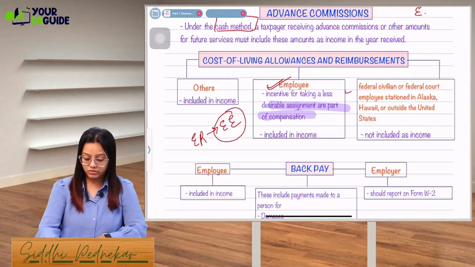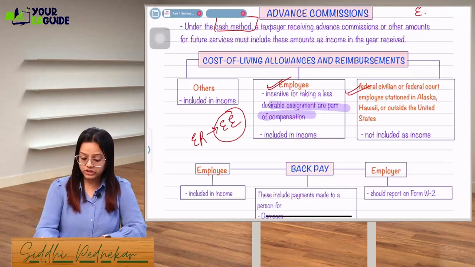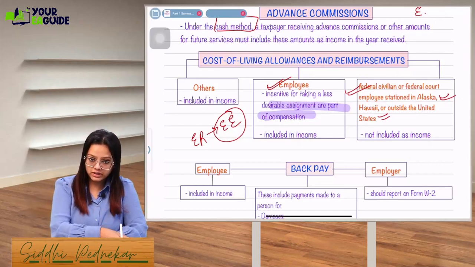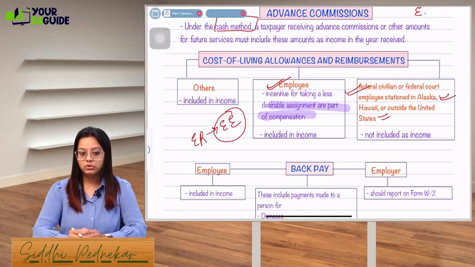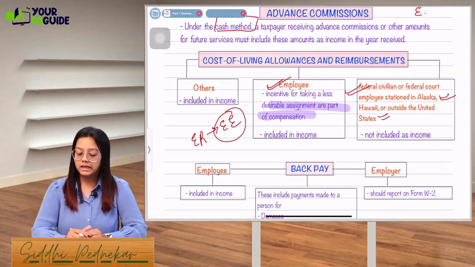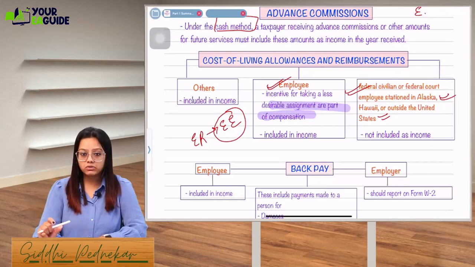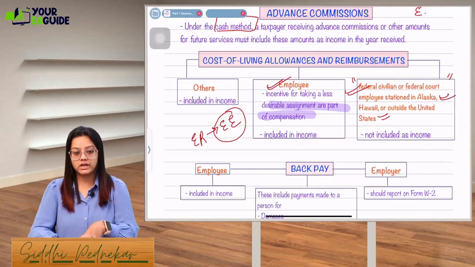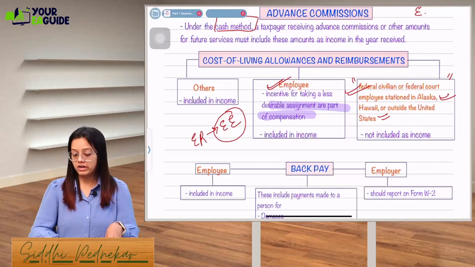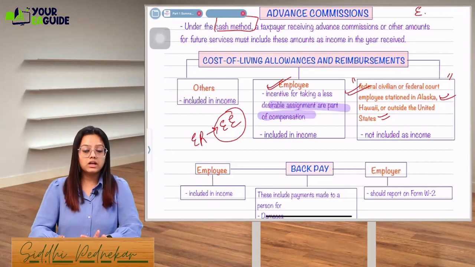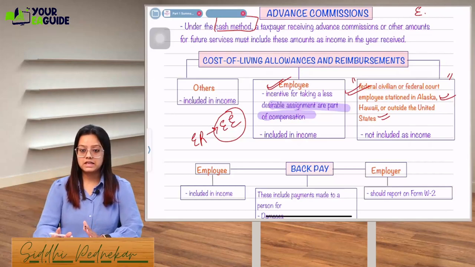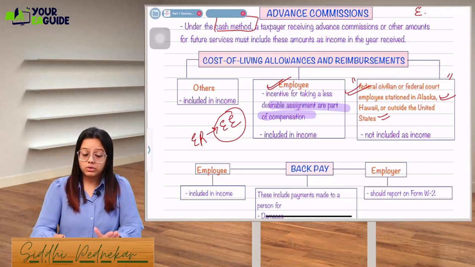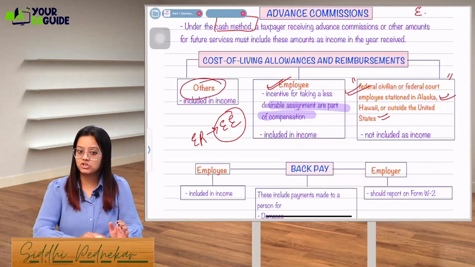Okay, but there is one exception. If you are a federal civilian or a federal court employee stationed in Alaska, Hawaii or outside the United States, and while working there the reimbursement and living allowance are provided to you by the employer, then only it is allowed as an exception: it will not be included in income. Remember this exception: only these types of employees, federal civilian and federal court employees stationed in Alaska, Hawaii or outside the United States. But all the rest of the employees, if you are living normally in the United States and receive any living allowance from your employer, it will be included in your income. For any other type of employee, it will be included in income.